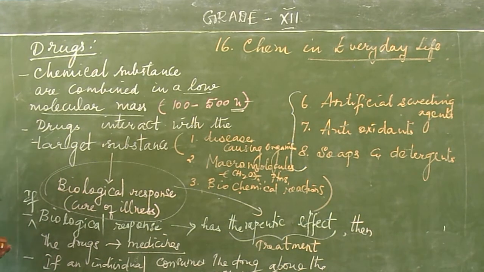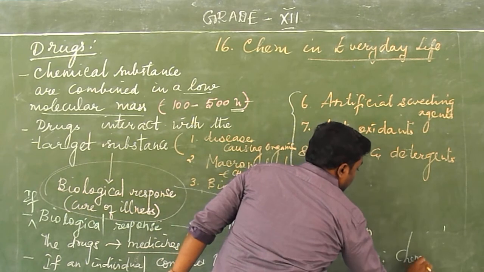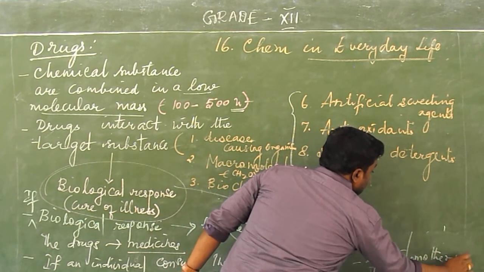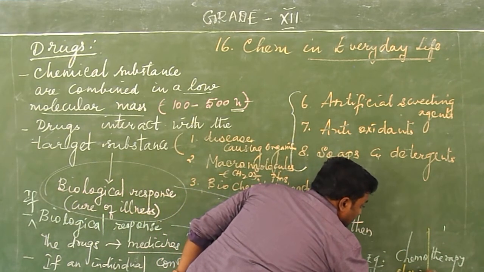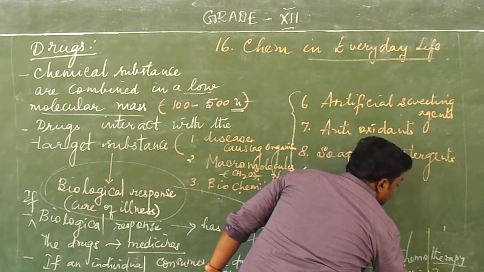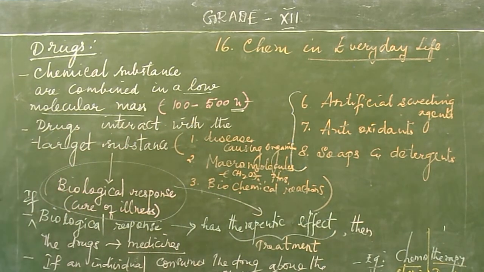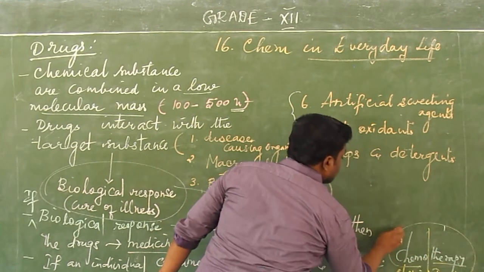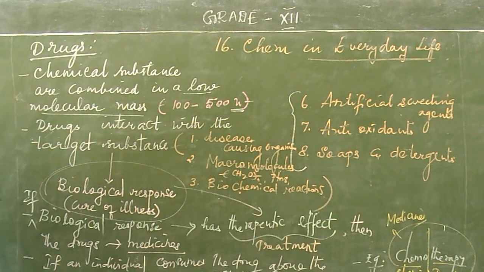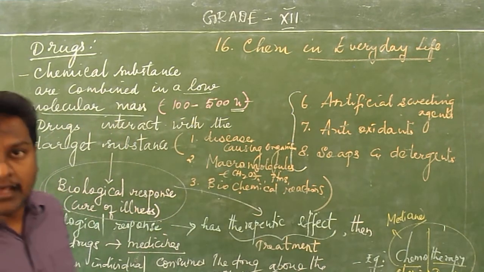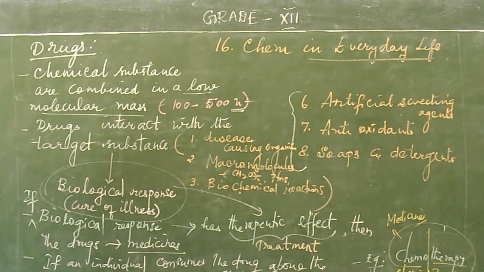Example for the medicine is the last line. The example is chemotherapy. Chemo means chemical, and therapy means treatment. Treatment using chemical substances is called chemotherapy. So chemotherapy is a kind of medicine which has a therapeutic value and brings about the biological response. It interacts with the targets. Can you understand? You have to write all these things about the drugs.